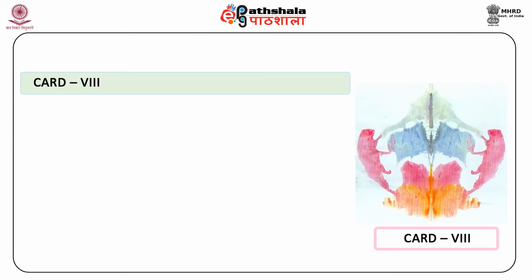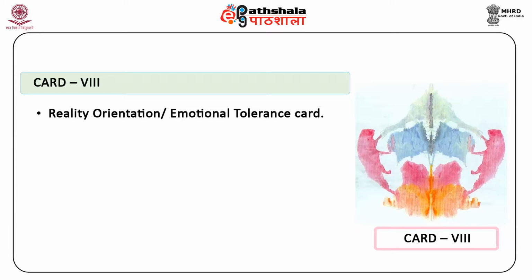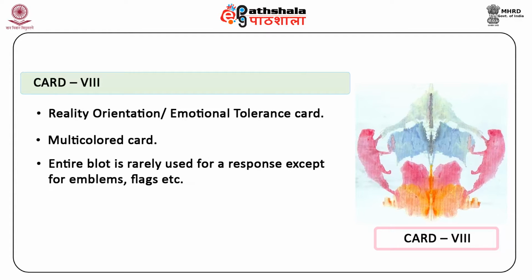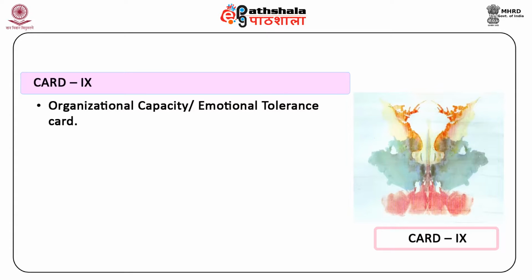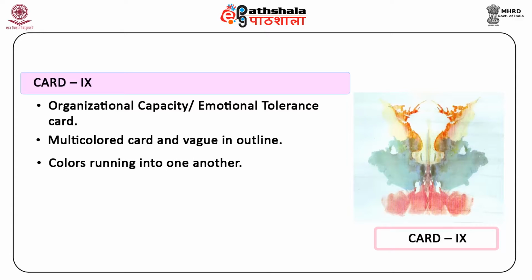Card 8. Reality orientation or emotional tolerance card. Multicolored card. Entire blot is rarely used for a response except for emblems, flags, etc. Card 9. Organizational capacity or emotional tolerance card. Multicolored card and vague in outline. Colors running into one another. Poor form, most frequently rejected.